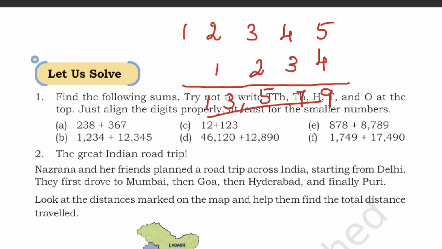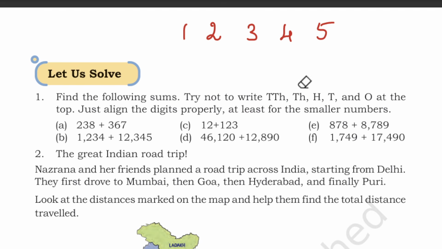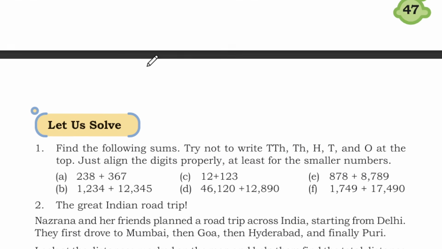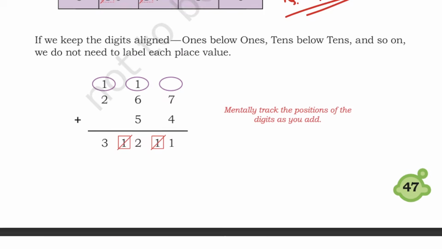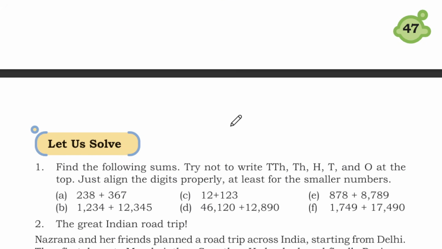13,579. Okay. So the place value is very, very important. That's why they are telling you to mentally track the position of the digits as you add. So you have to track it mentally.